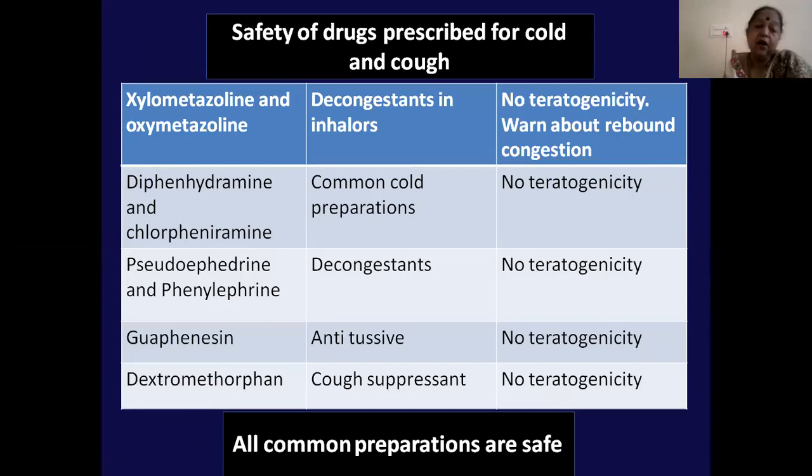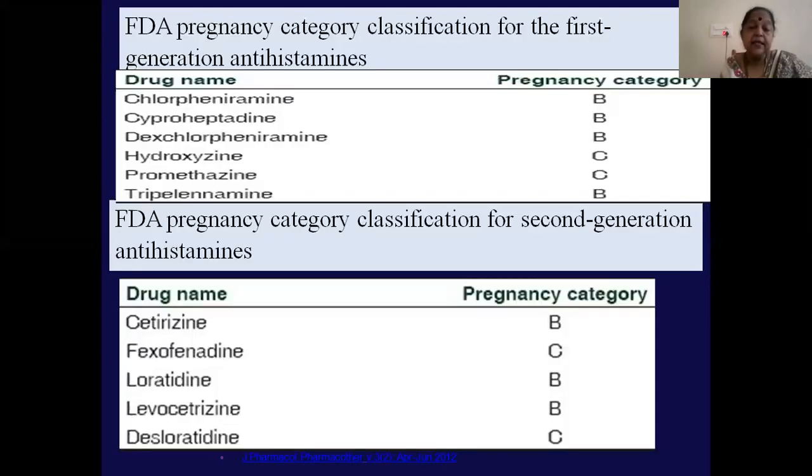First and foremost is cough and cold. These are the drugs commonly prescribed, like xylometazoline and oxymetazoline, decongestants and inhalers. These are common prescriptions and no teratogenicity is found, so all common preparations are safe. Antihistaminics, like chlorpheniramine, hydroxyzine, and promethazine, are all category B drugs, so they can definitely be given safely. Second generation ones also, like cetirizine, which is commonly prescribed, are category B, so you can safely prescribe.